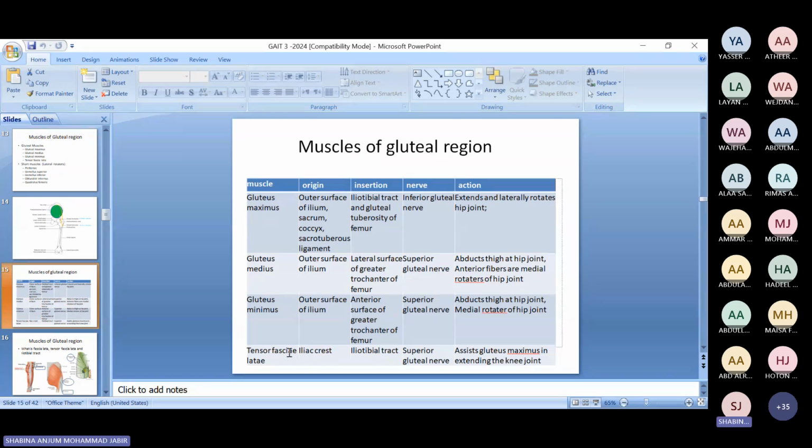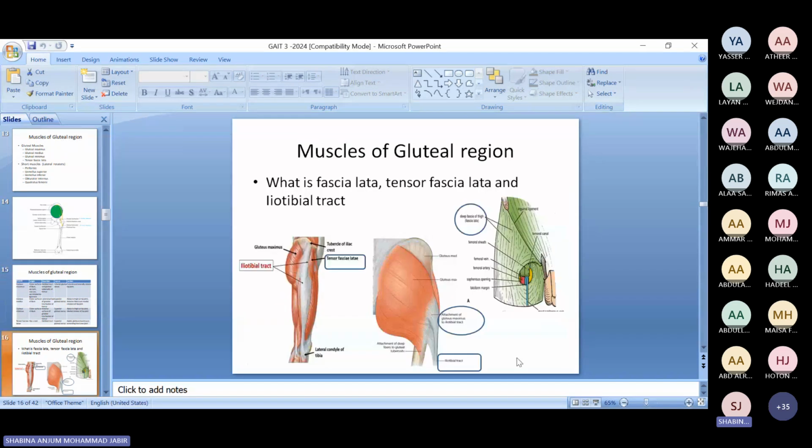Then, as we are talking about the tensor fascia lata, it will come from the iliac crest and be inserted over the iliotibial tract. What is the nerve supply? Superior gluteal nerve. It will help in extension of the knee joint, along with the gluteus maximus. So again, we will see these muscles.